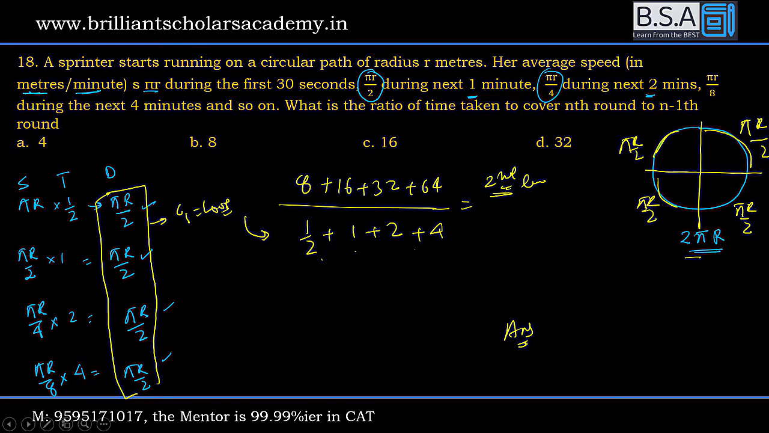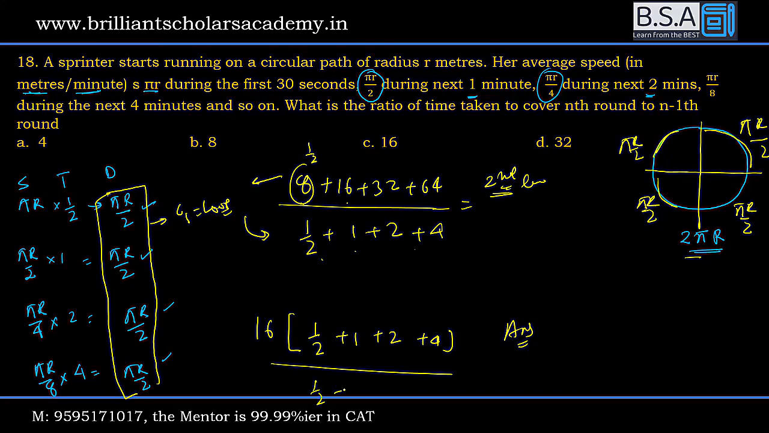Now here as well, many people will try longer approaches. Don't do that. What can you take common? Listen to my language very carefully. What can you take common to make this 1/2? I can take 16 common. If I take 16 common, the first value becomes 1/2, the second value becomes 1, the third value becomes 2, the fourth value becomes 4. And that is your denominator.